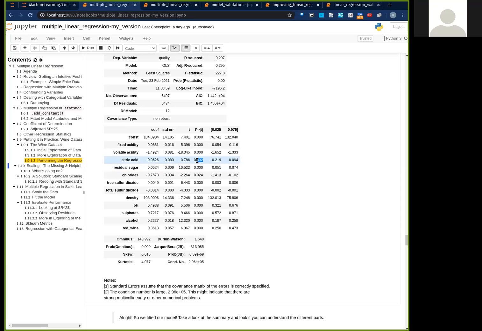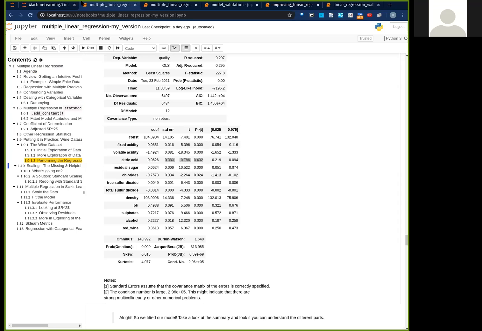Oh, yes. I was looking at this specific value to say, I think I should drop citric acid, because this is essentially representing the p-value. This guy right here is saying, hey, this is a pretty high p-value, 0.43. Usually we're looking at 0.05 and lower. So it seems likely that this model is saying, hey, I'm incorporating this feature into my model to predict the target, but it might not actually be significant.